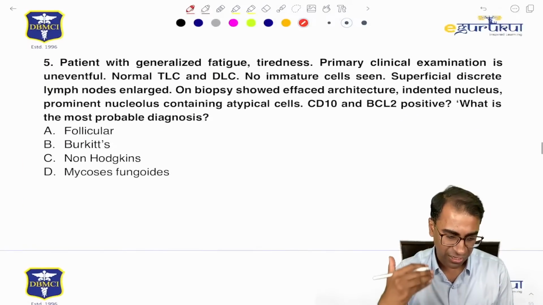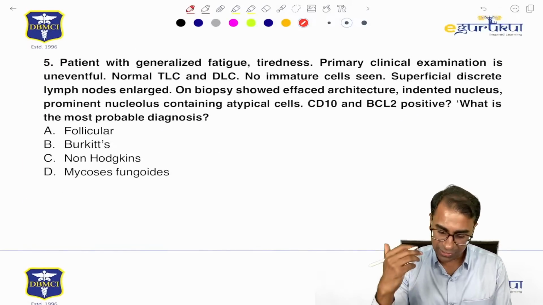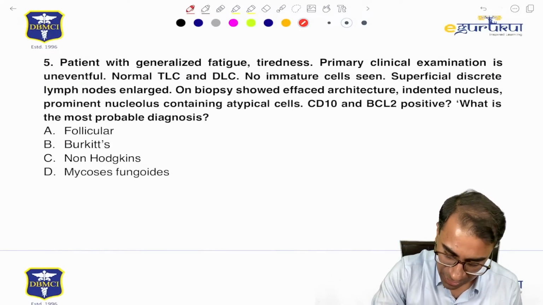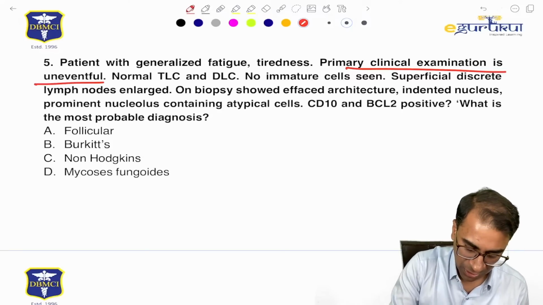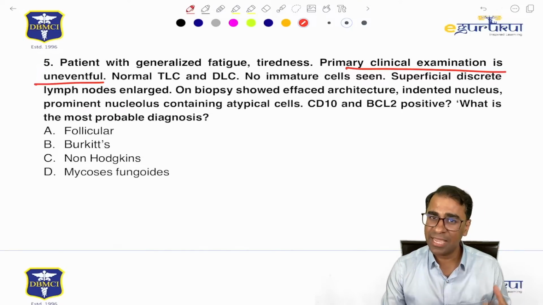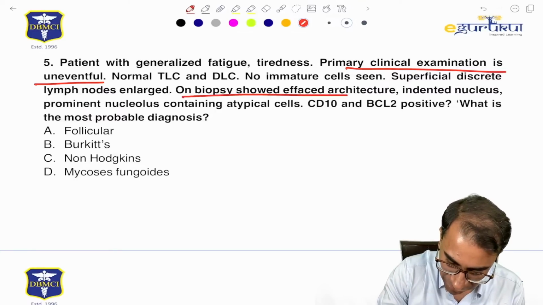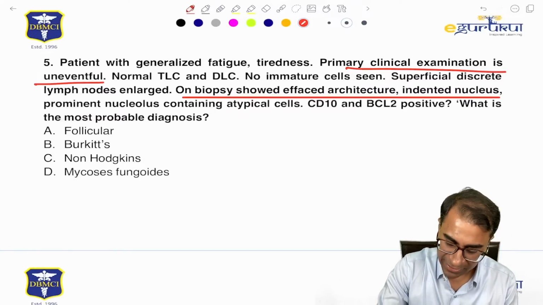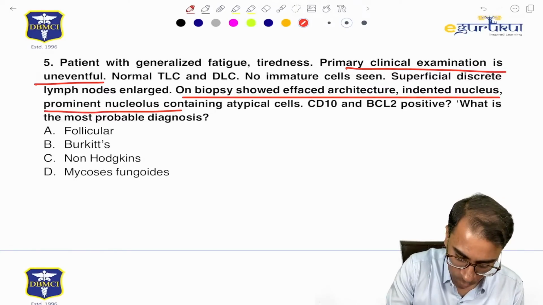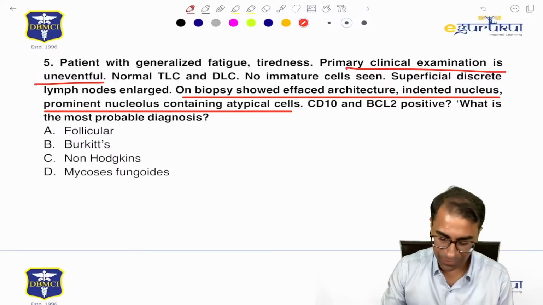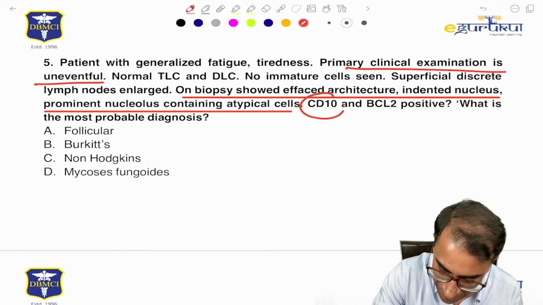A patient with generalized fatigue and tiredness. Primary clinical examination is uneventful. Normal TLC, DLC, no immature cells are seen, but now the patient has effaced architecture, indented nucleus, prominent nuclei, having atypical cells. CD10 positive, BCL2 positive.